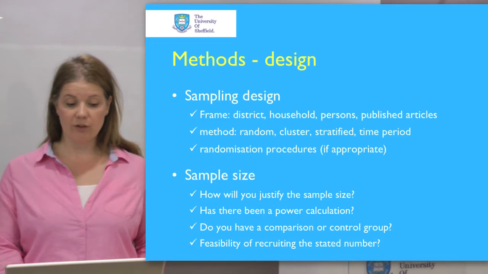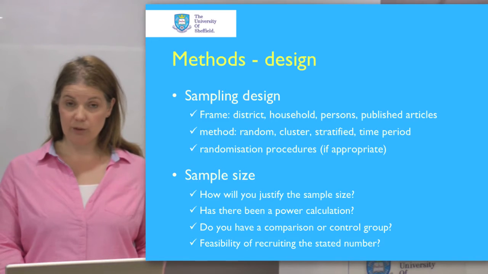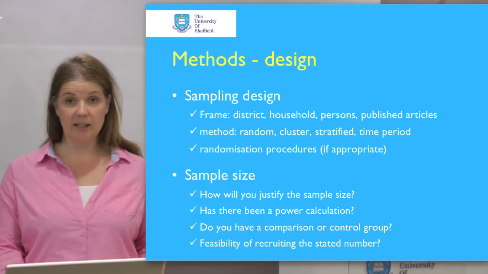Your sample size, you need to talk about how you justify it. So this comes back to what I was talking about in the unit of statistics. Often we don't see people report predetermined sample sizes, but you must get into the habit of talking about why you've chosen a particular sample size, and that again goes for both quantitative and qualitative research. Do you need to do a power calculation? Is there any previous data that allows you to do a power calculation? Do you have a comparison or control group? Do you need one? And what's the feasibility of recruiting that number of patients?